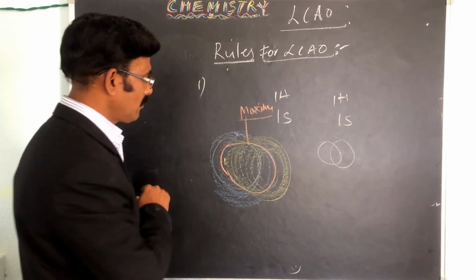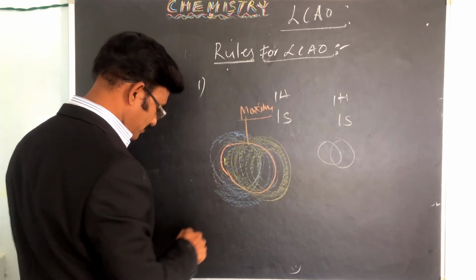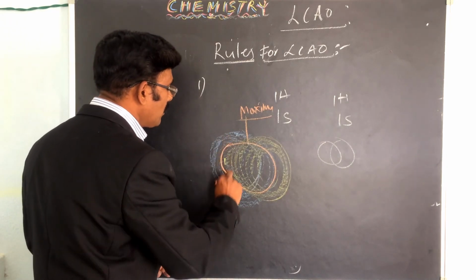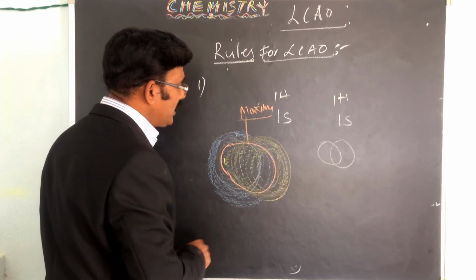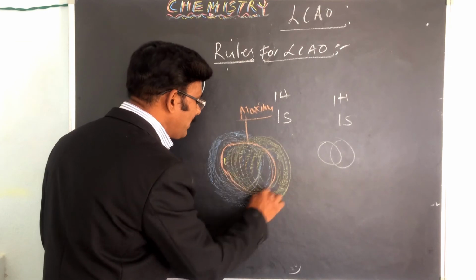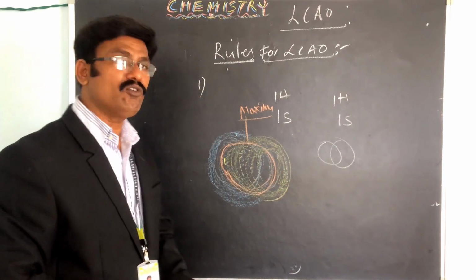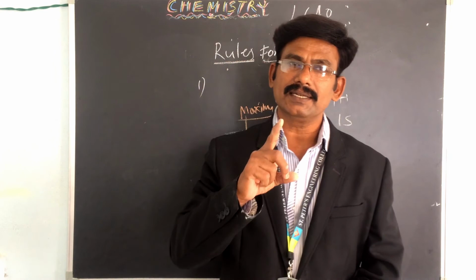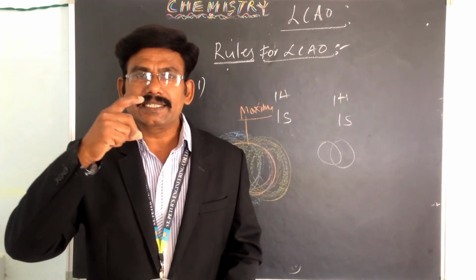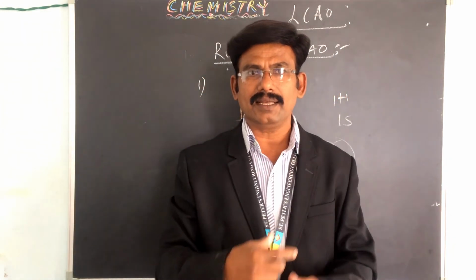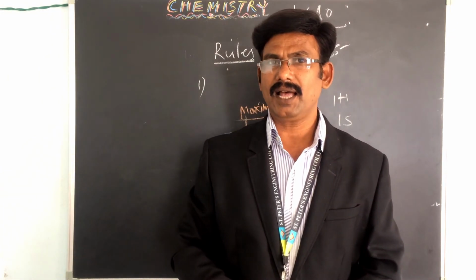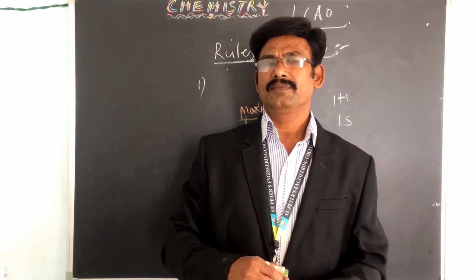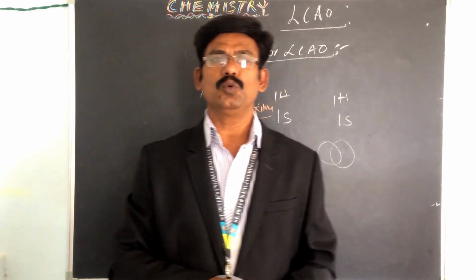Here the blue color is there, here the yellow color is there, but around this is the maximum overlapping. The second rule is what? The orbitals must overlap one another as much as possible. They must be close enough for effective overlap. That is the second rule.